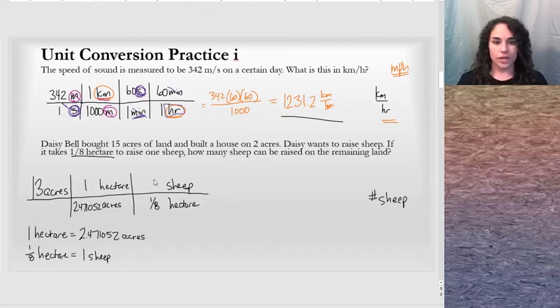So I know that 1/8 of a hectare is worth 1 sheep, and I can convert from acres to sheep. Acres and acres cancel there, a hectare and a hectare cancel there, and the only units left over are sheep. When you multiply this through, you take 13 and divide by that and divide by that, you get 42 sheep. And that is the number of sheep that Daisy Bell would be able to raise on her 13 acres.